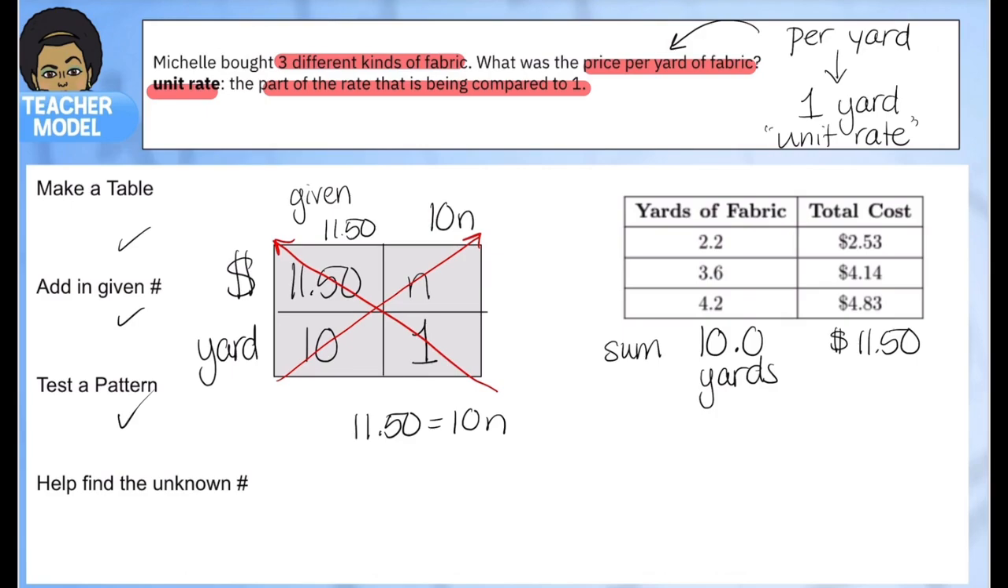And just like our other models, we're going to divide both sides by 10. So we're left with a number here. And on this side, you have 1150 divided by 10. You should be able to do this one in your mind, but if you need your calculator, by all means, you can take it and do 1150 divided by 10. You will find that n is equal to $1.15. We're going to express that as a full sentence. We know this is dollars.